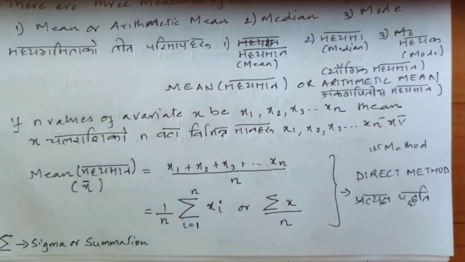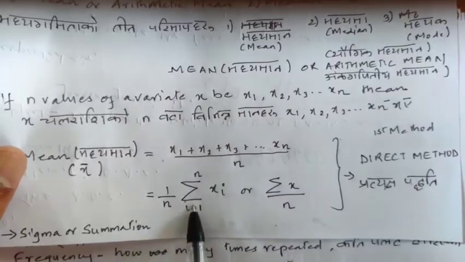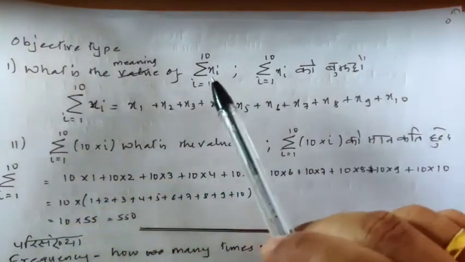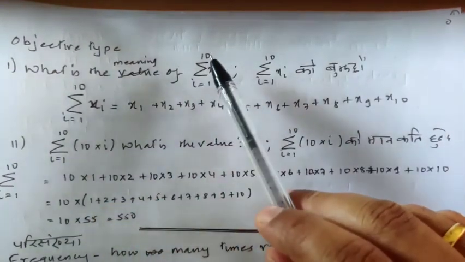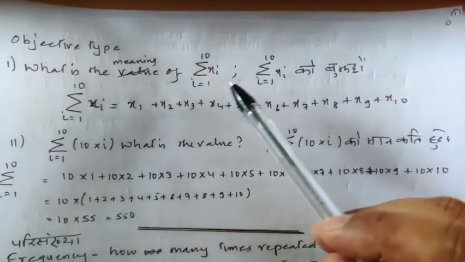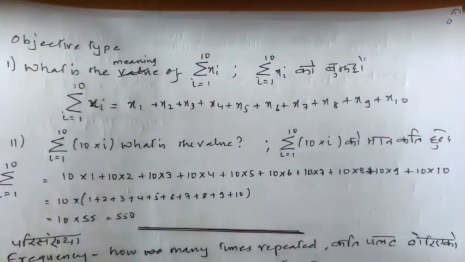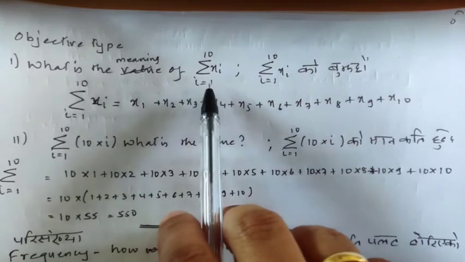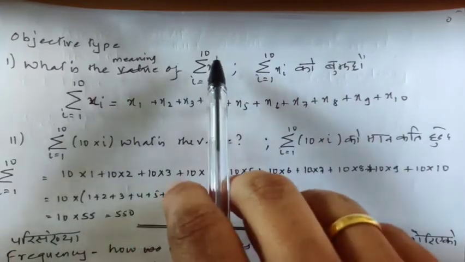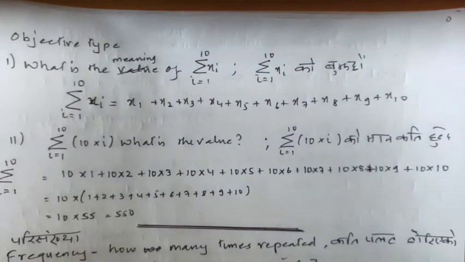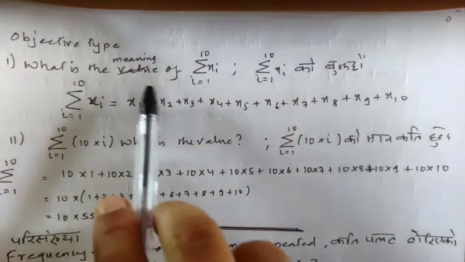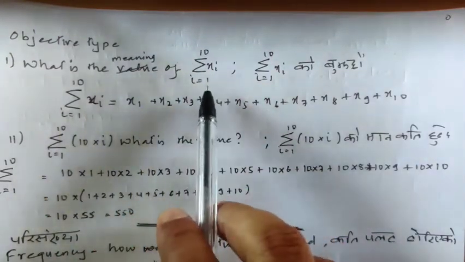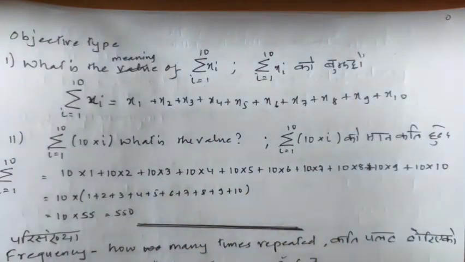Now we'll learn to solve some more questions. Based on this idea of summation, there could be a few questions asked in objective type. We have summation I equals 1 till 10 xi, so that means your last number is 10. What do you understand by this? Summation I equals 1 till 10 xi means I will take the place of 1, x1, and then till 10. So it will be x1 plus x2 plus x3 till x10. So this is the meaning of I equals 1 summation till 10 xi. Instead of I we have 1, 2, 3 starting from 1 till 10. I hope you all got it.